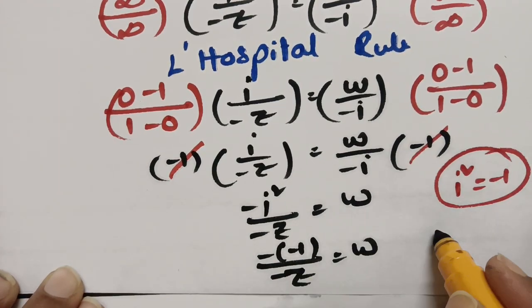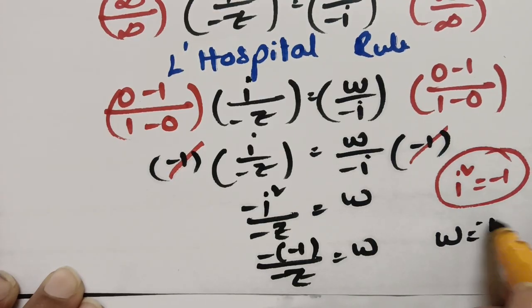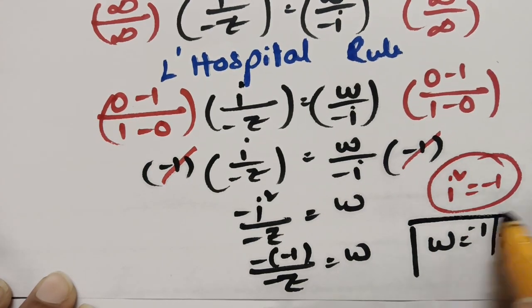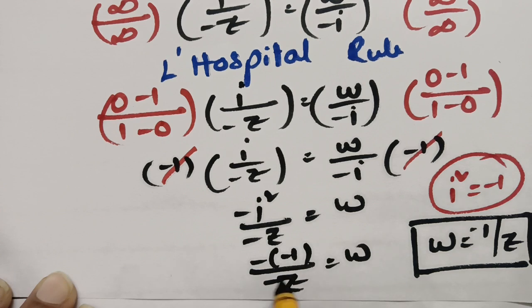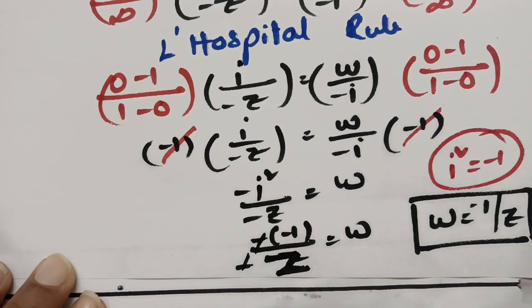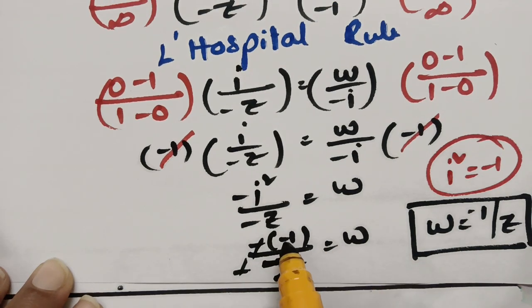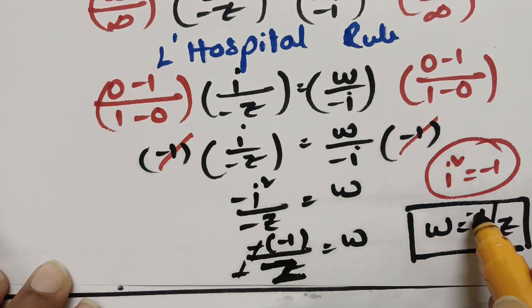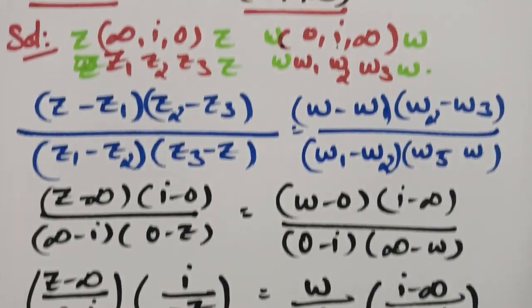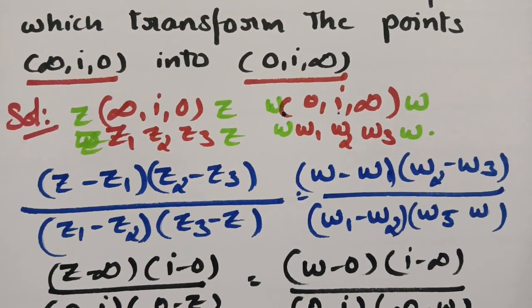So here w is equal to plus minus 1 by z. Clearly it is minus 1 by z. So if you consider this as z, this is minus z. If you cancel these two, w is equal to minus 1 by z. So this is how we have to solve. This is so simple if you follow these tricks. The formula is also so simple.